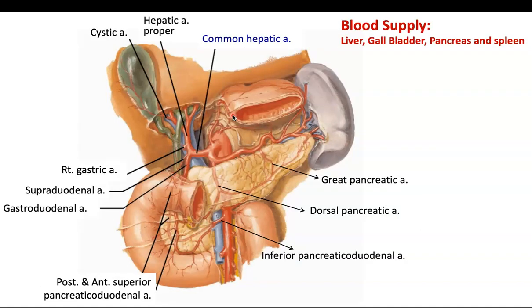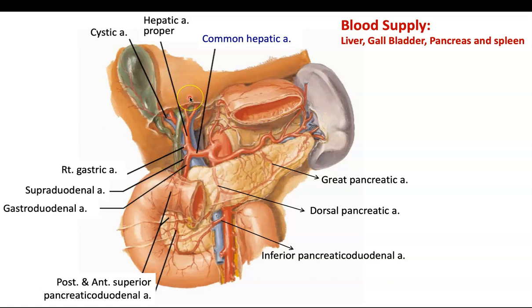Okay, now let's talk about the blood supply of these organs. So again, our organs of interest in this lecture include the liver, the gallbladder, pancreas, and spleen. Now, the spleen gets its blood supply from the largest branch of the celiac trunk. You see the aorta is entering through the diaphragm, through the aortic hiatus, and immediately it gives a branch which is the celiac trunk. The largest branch of the celiac trunk is the splenic artery, which is large and also tortuous, and it provides blood supply to the spleen.